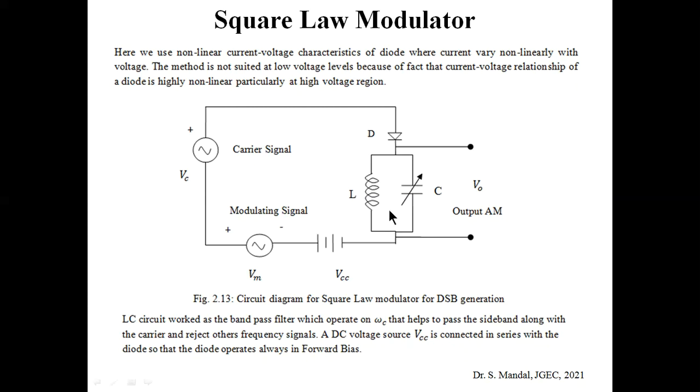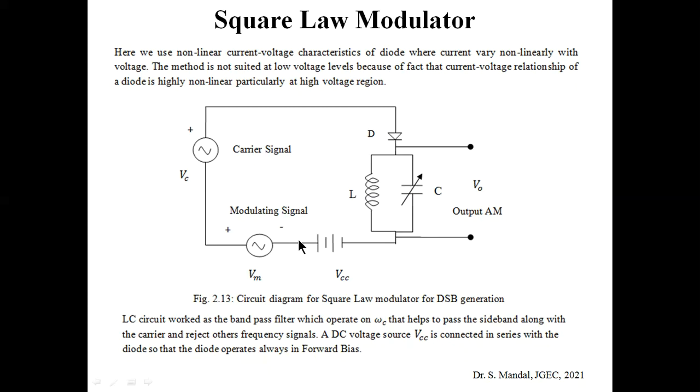So we need to use an LC circuit, and here there is a VCC. So basically this is a DC voltage supply, and this voltage is added with this circuitry such that the diode operates in forward bias only. Okay, so this is basically a DC voltage source such that the diode always operates in forward bias. Okay, so that is all.